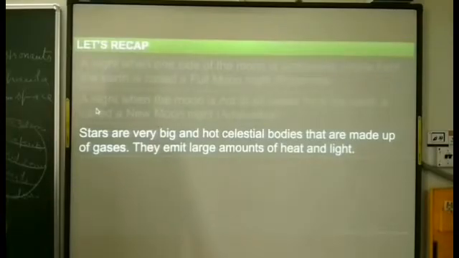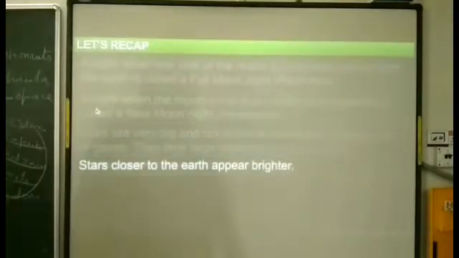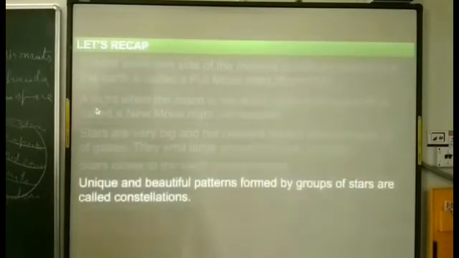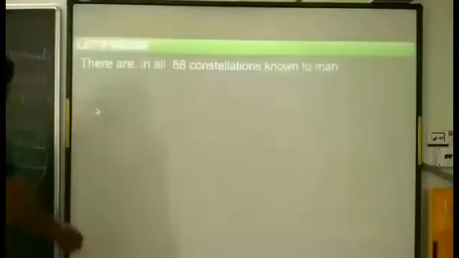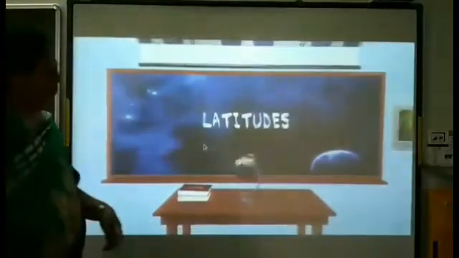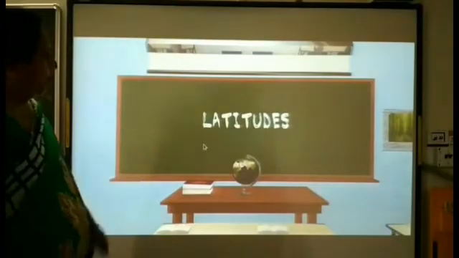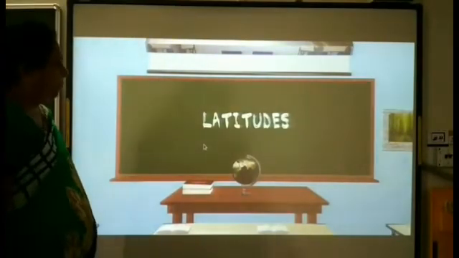Stars are very big and hot celestial bodies that are made up of gases. They emit large amounts of heat and light. Stars closer to the earth appear brighter. Unique and beautiful patterns formed by groups of stars are called constellations. Then, in this module, you will learn about latitudes and how they are used to divide the Earth into various heat zones.